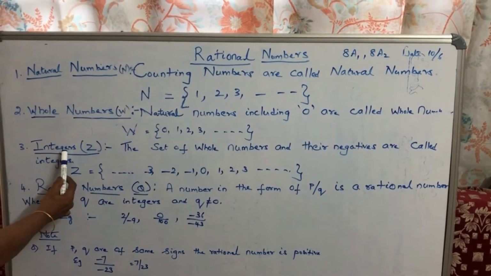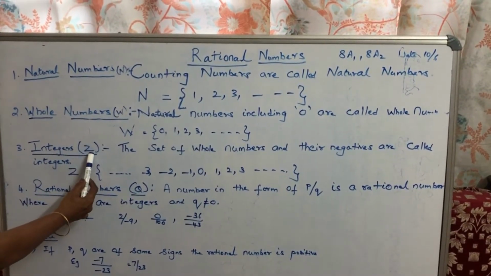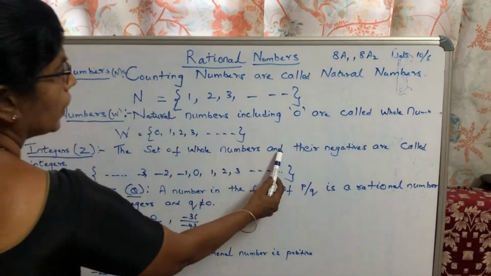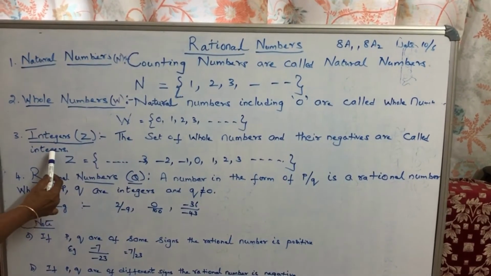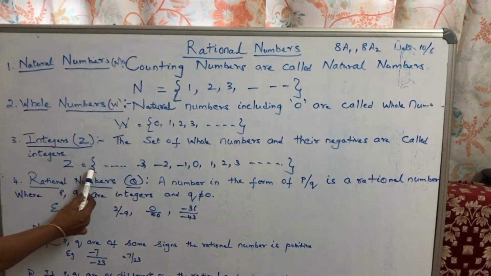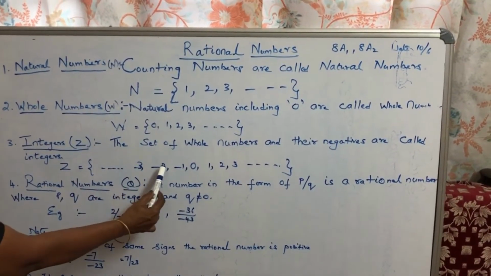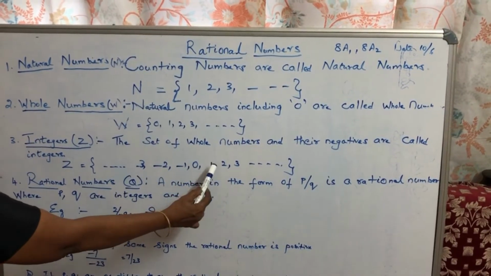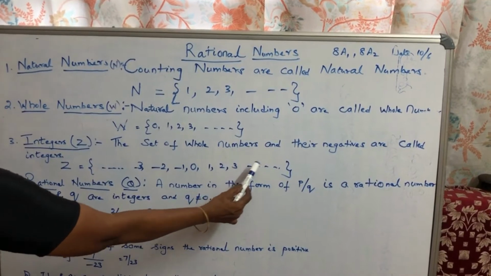3. Integers, denoted by Z. The set of whole numbers and their negatives are called integers. Z is equal to -3, -2, -1, 0, 1, 2, 3 and so on.